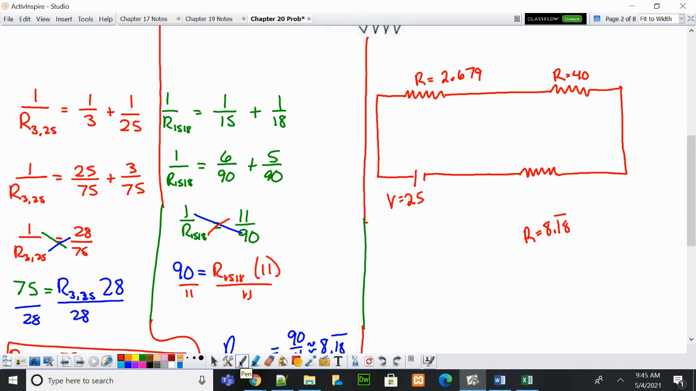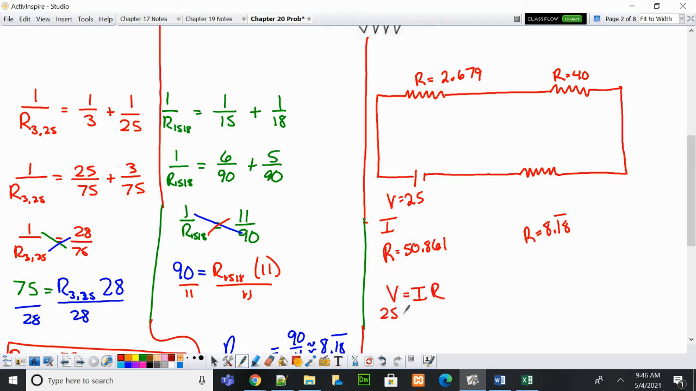So in this simple circuit, we recognize that it's a series circuit. And in a series circuit, to find the equivalent resistance at the battery, all we have to do is add up the resistances. So I've got 2.679 plus 40 plus 8.181818, just put a bunch of them in there. I'm going to keep this to 3 decimal points, so I get 50.861.